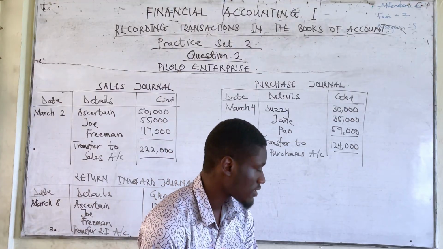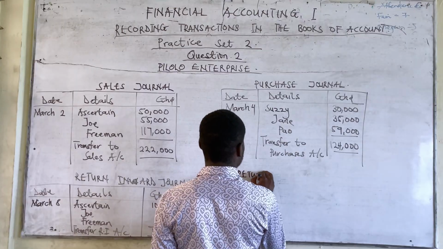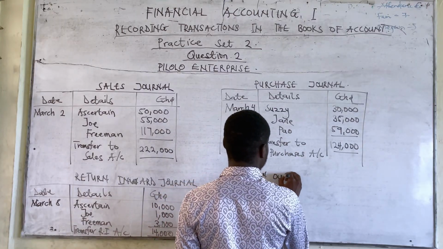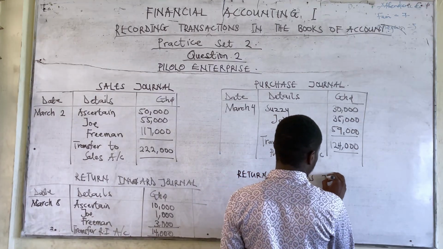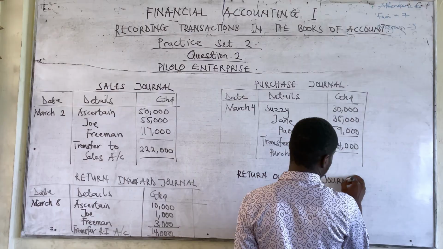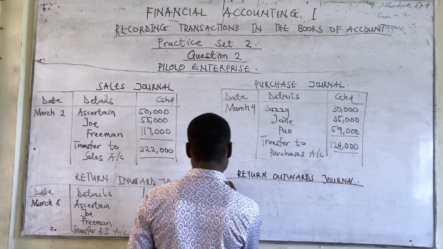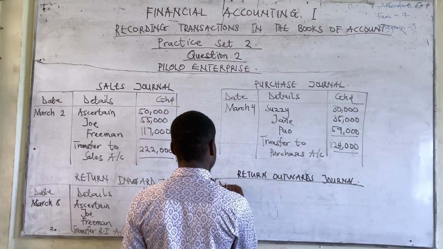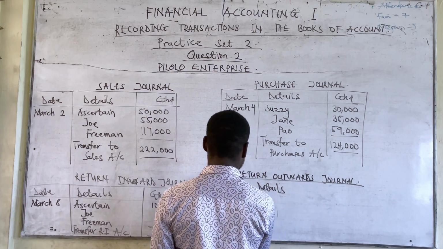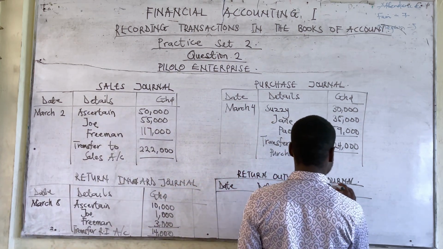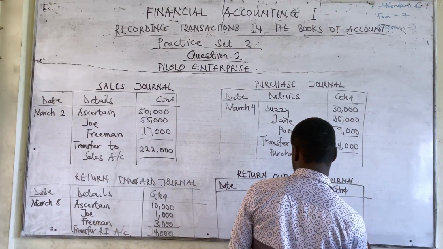So we move on to the returns outwards journal. So we have our dates, our details, then we have our amount. Good.